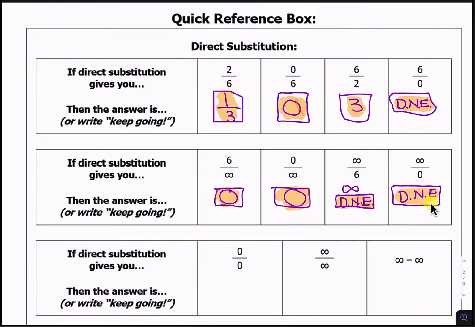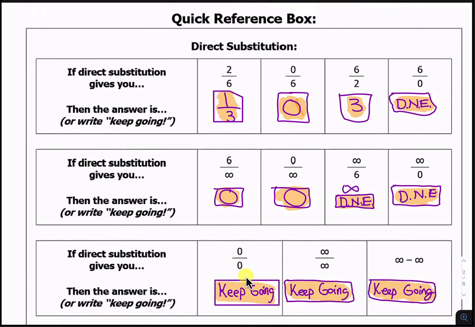On the last row, if direct substitution gives us the 0 over 0 case, well, you remember that we just keep going, maybe using factoring techniques, etc. Same thing with infinity over infinity. We keep going by using our intuition or other techniques. And then the same with infinity minus infinity. We have to keep going to figure out what is going on with the function.